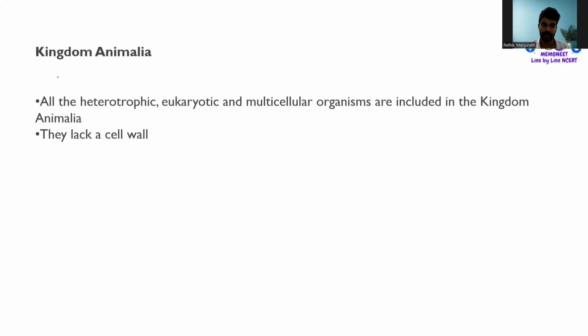The next kingdom is kingdom Animalia. They all are heterotrophic in nature, eukaryotic and multicellular organisms. They lack a cell wall. Coming to the mode of nutrition, they directly or indirectly depend on plants for their food.